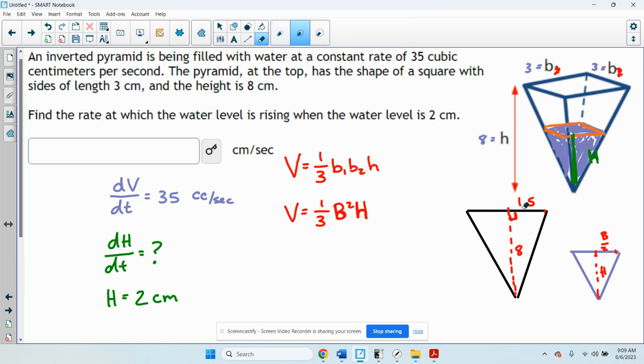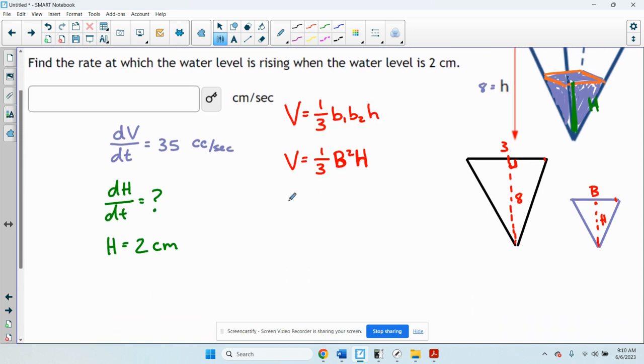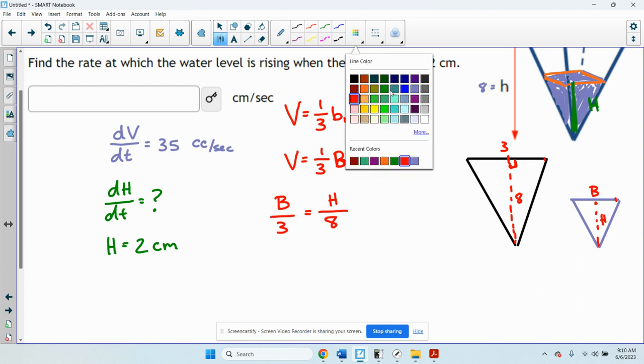Let's make it even easier than that. Let's just keep this as 3, and this says B. We don't need to do base divided by 2. So we'll just keep this as 3 and B. Since these are similar triangles, I know that this side over this side should equal this side over this side. The proportions stay the same. So B over 3 equals H over 8. You could have used the 1.5 and the B over 2. You're just going to get messier numbers, that's all.